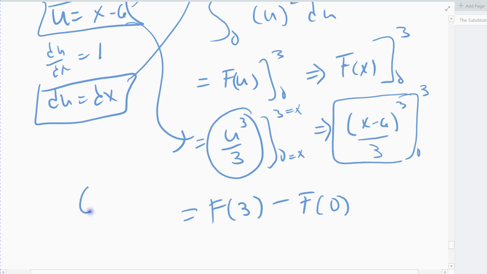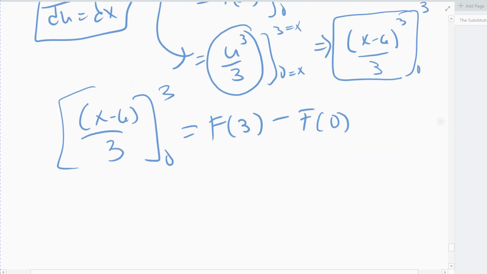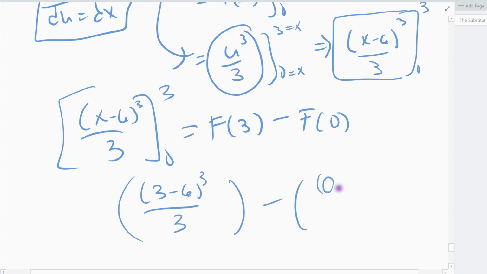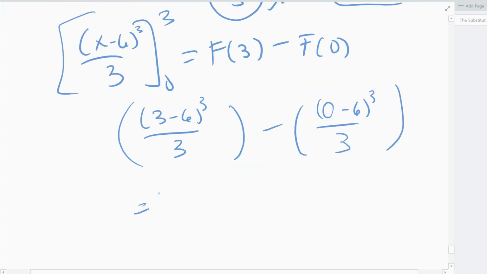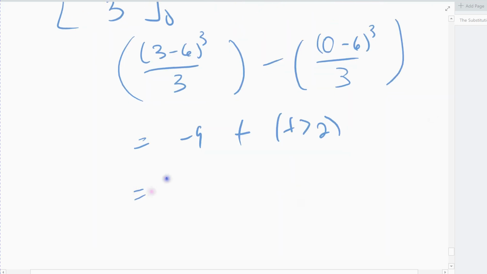I get my f of x, which is x minus 6 cubed divided by 3, plug in my 0 and my 3 into my general antiderivative, and I forgot my cube. And so I'm going to get 3 minus 6 cubed divided by 3, and then 0 minus 6 cubed divided by 3, and then you simplify those expressions, which gives you negative 9 minus a negative 72, not 3, 72. And so that's actually a plus. And so 63 is my final answer, which you could check on the graphing calculator.